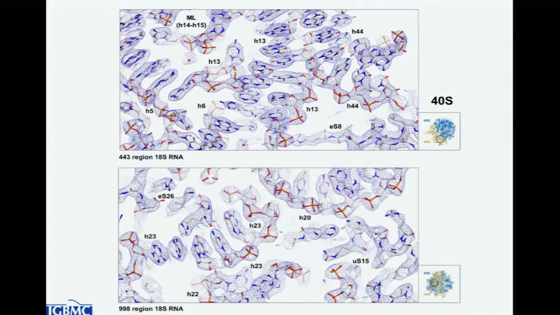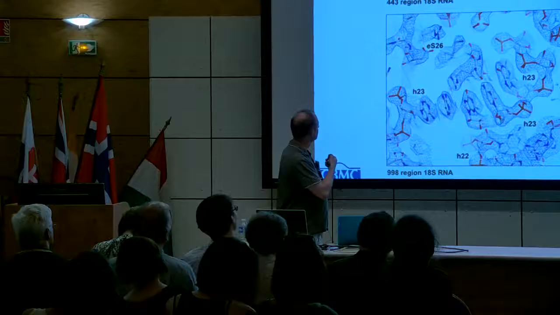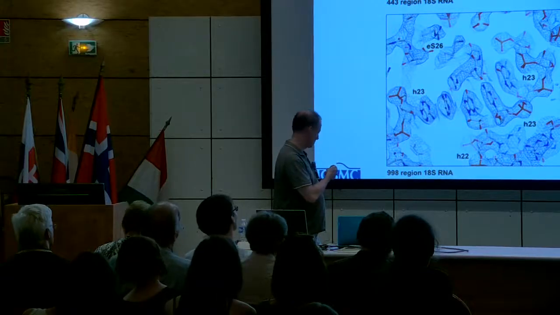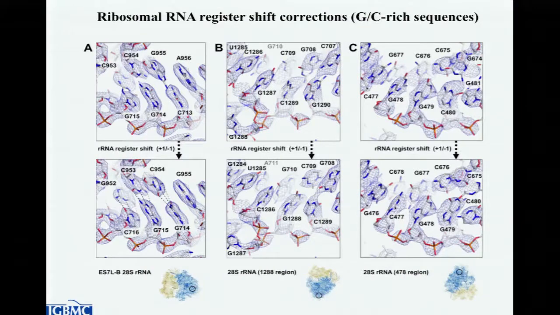Also on the 40S, which is a more flexible part of the structure, it's always very tricky to get any good structural features there. And now with the focus refinement, we see equally well. This is a 3.1 angstrom average structure of the 40S head. So you see all the side chains and everything you wish to see in the 40S.